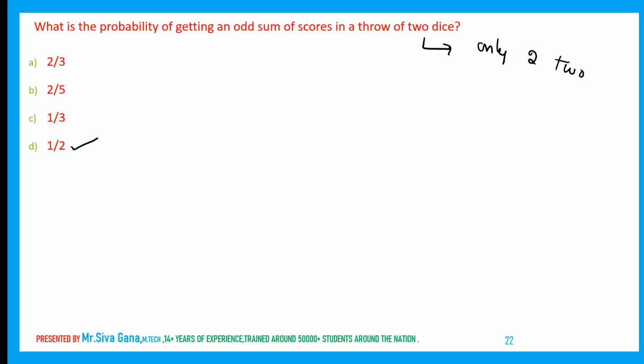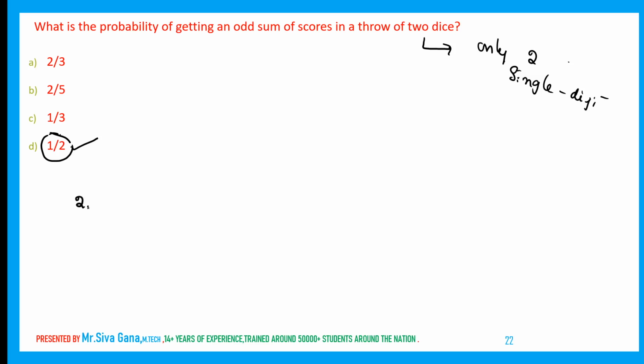We are going to add 2 single digit numbers. If we add 2 single digit numbers, the possibility of even and the possibility of odd will be equally divided, which means 1 by 2. If you want a better, clearer clarification, let us see.